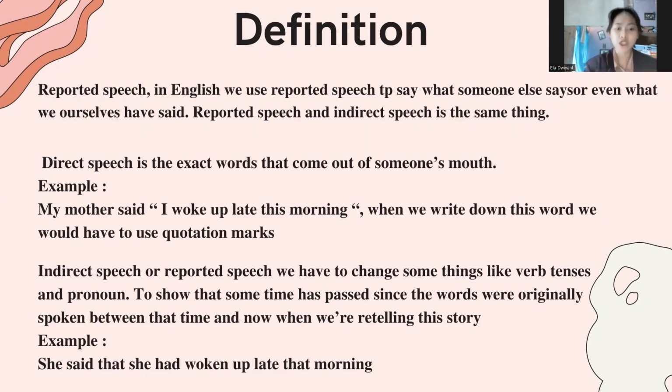In indirect speech or reported speech, we have to change things like verb tenses and pronouns to show that something has passed since the words were originally spoken, between that time and now when we're retelling the story. For example, her mother said that she had woken up late that morning.